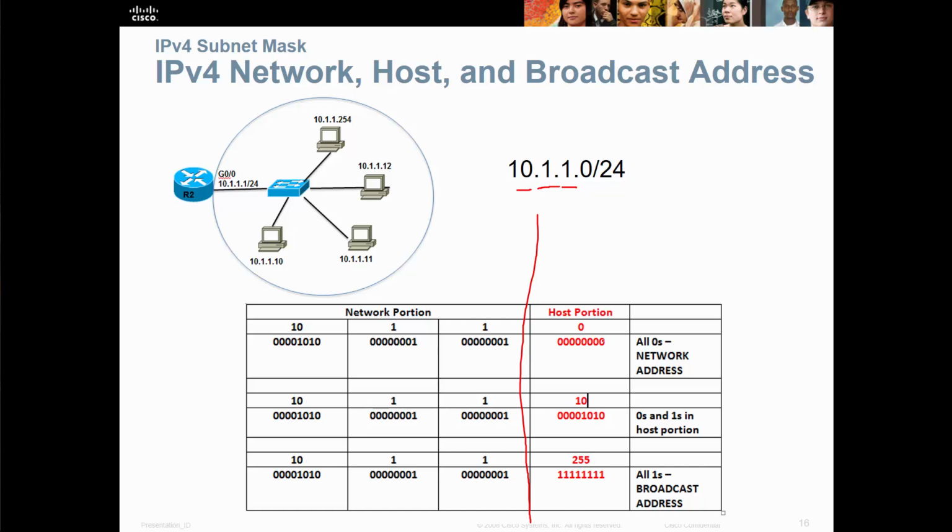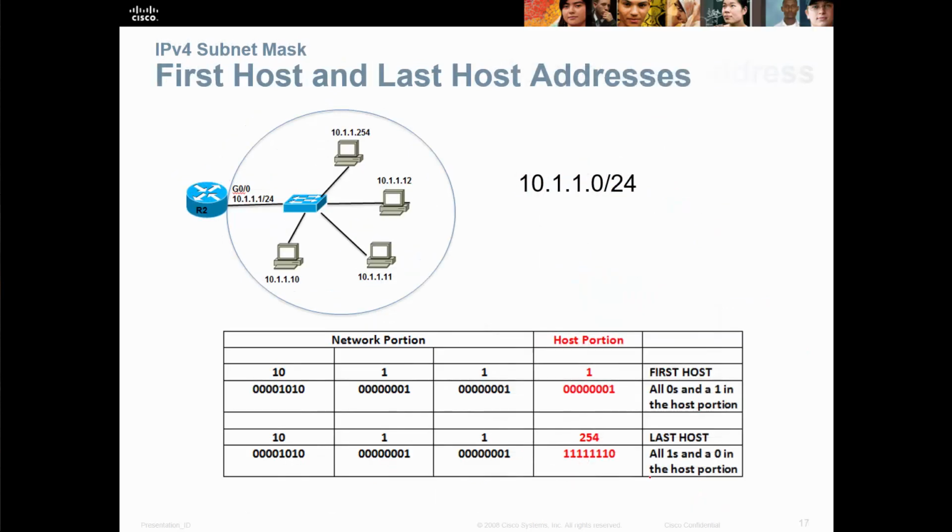2 to the power of 8 minus 2, because again, an IPv4 address is 32 bits. If we minus 24, we have 8 remaining zeros. 2 to the power of 8 minus 2 is our usable, which is 254. 255 and 0 are already set aside for our network ID and broadcast. And that 254 is going to be the last usable address that we can use.